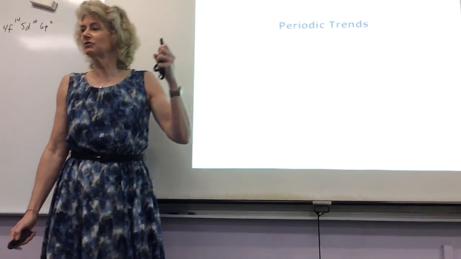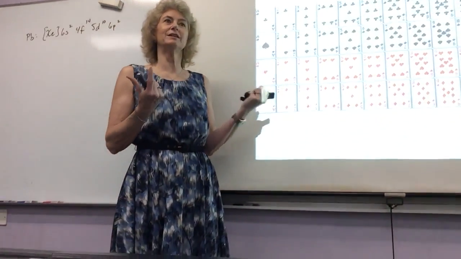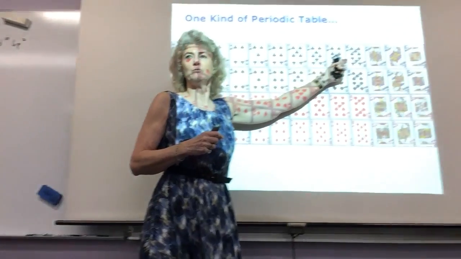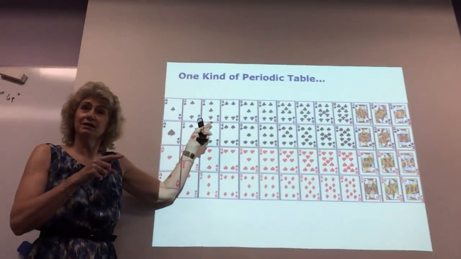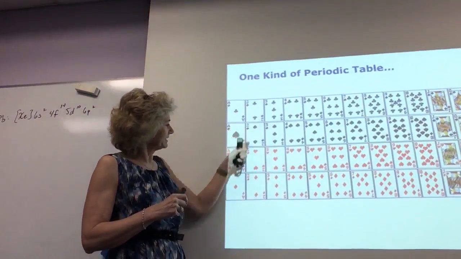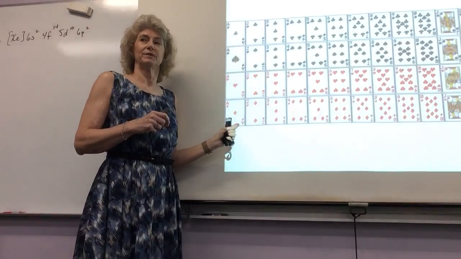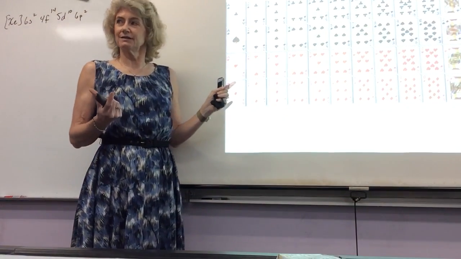Okay, let's review periodic trends. Remember, Mendeleev was supposedly a card player. I think he was. And you see when you organize cards in numerical order, it's going up by one. And when you organize all the aces, all the twos, all the threes, all of these are alike in that they're the same number. The periodic chart is organized in a similar fashion.